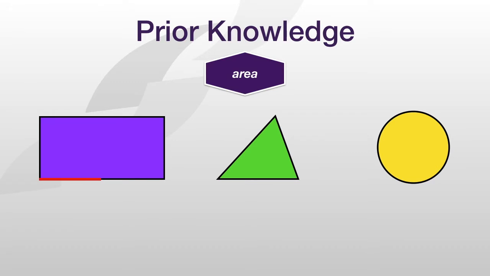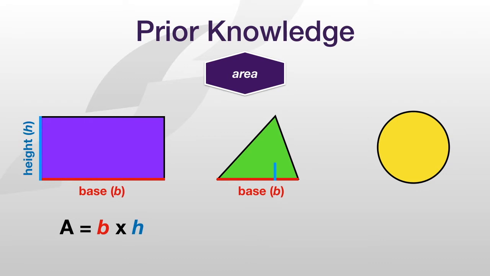A rectangle has a base and a height, and its area is calculated by multiplying the base by the height. A triangle also has a base and a height. A height is a distance from one point to the other side, meeting it at a right angle. A triangle has half the area of a rectangle with the same base and height, so its area is calculated by base times height divided by 2.